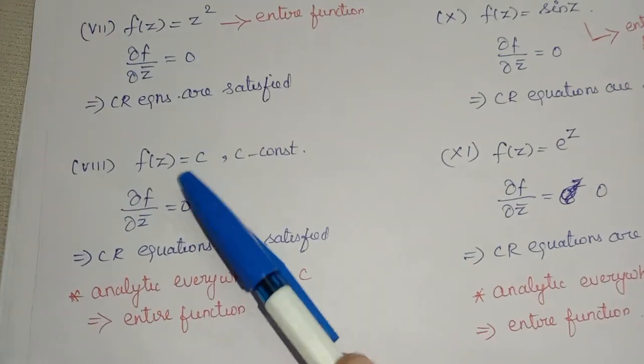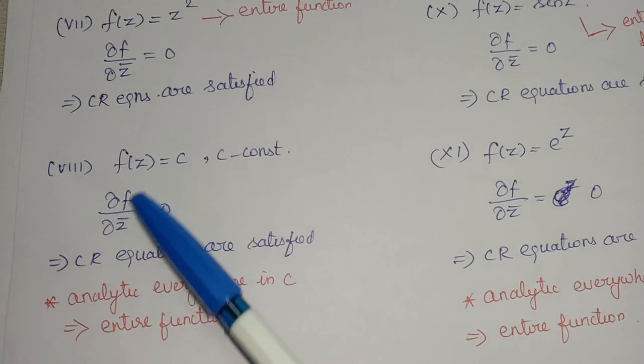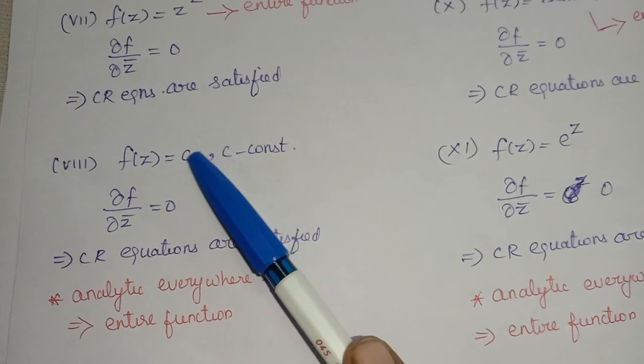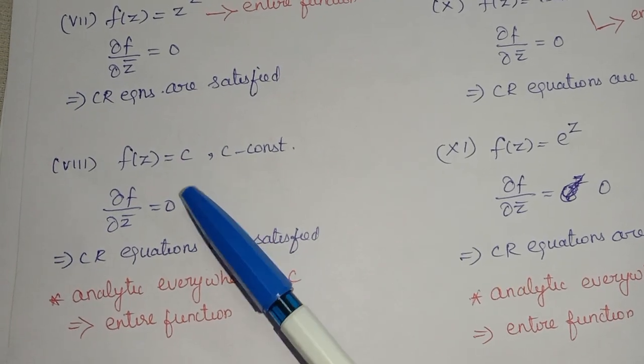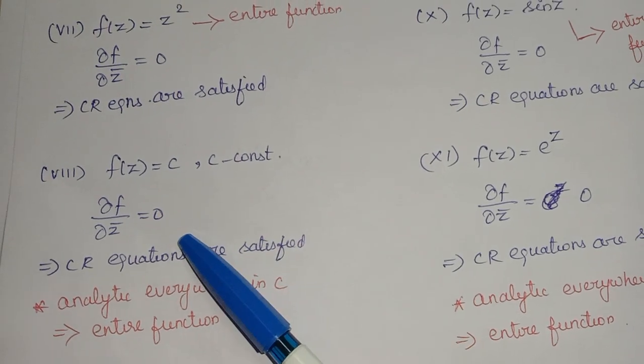Okay, right. Next one, f of z equal to c, where c is any constant. Then dou f by dou z bar equal to 0 because it is a constant, no? If you differentiate the constant, it will automatically be 0. So CR equations are satisfied at all points in the complex plane.